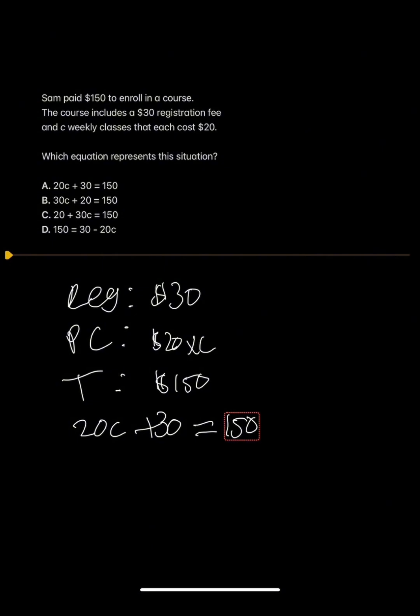So B and C flip the per unit and fixed cost, so that makes them incorrect. And then D is reversed and subtracting incorrectly. So that's why, again, A represents this situation.